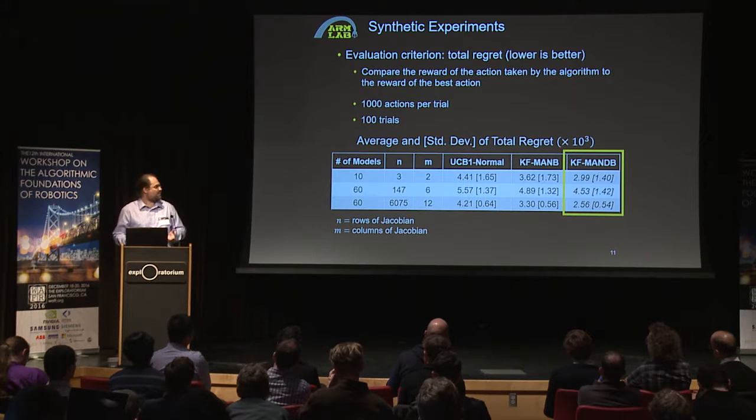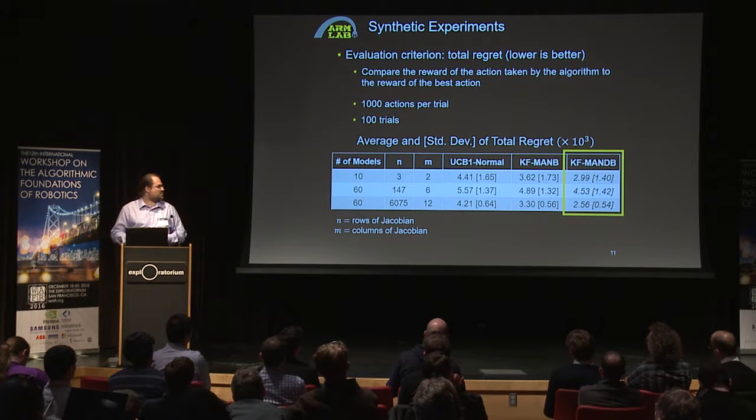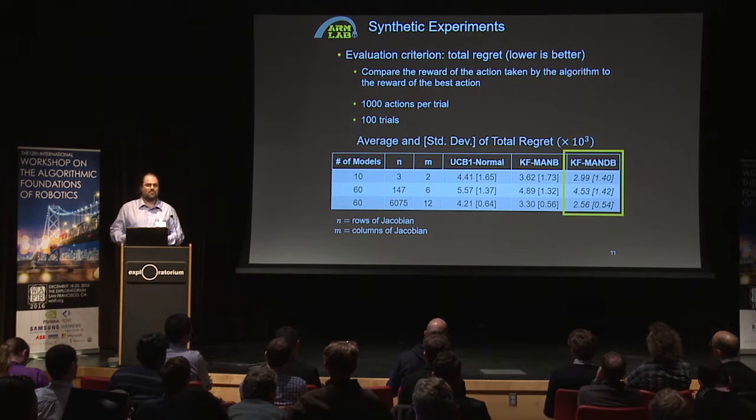So if we take a look at the average and standard deviation of total regret, we can say that our algorithm on the left is able to get a much lower total regret compared to the others. In particular, if we look at the very high dimensional cases at the bottom, we're actually much better in general. These are the ones we're interested in as they're representative of our simulated tasks.